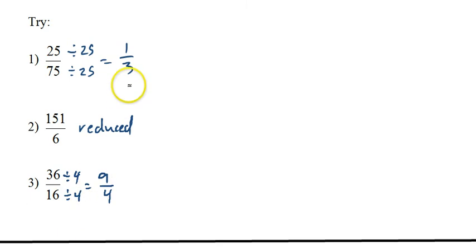Alright, and these are your answers. So the first one, you could have divided by 5 and 5, and then 5 and 5 again, but you should have gotten 1/3. Number 2, it's fully reduced.